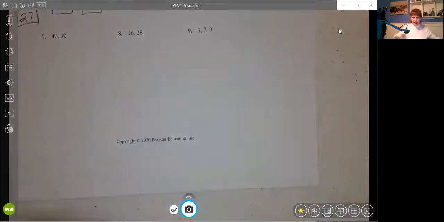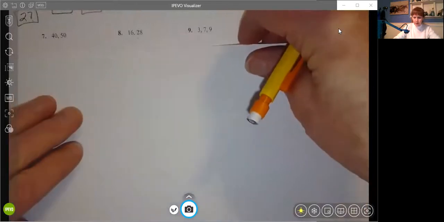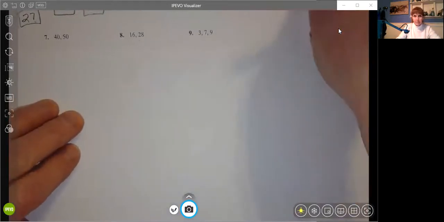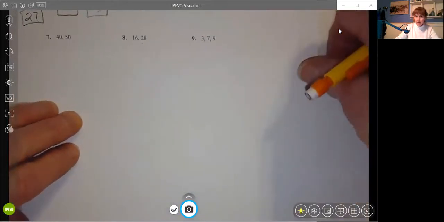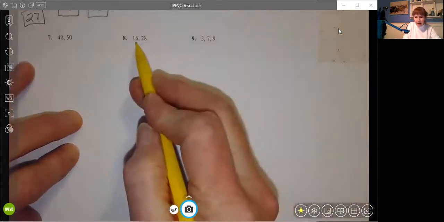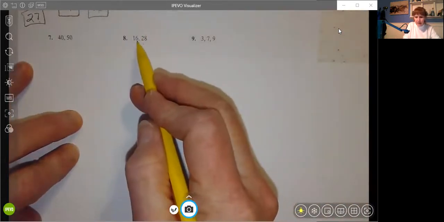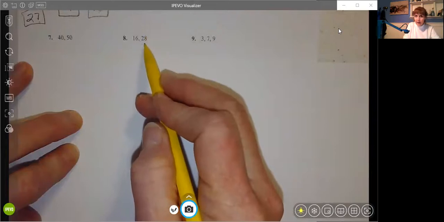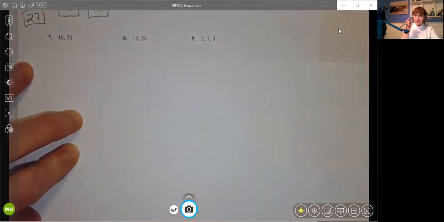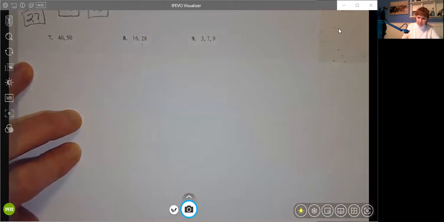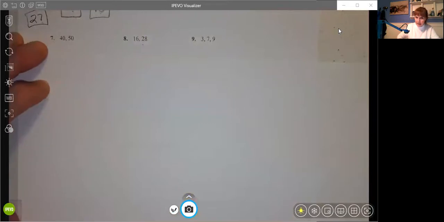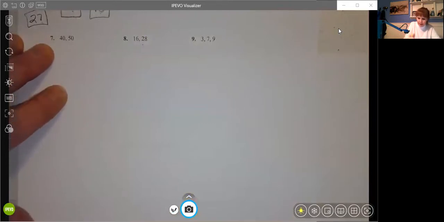Let's look at 16 and 28 and go through our little process here of finding the least common denominator. If I had 1/16 and 1/28, and I wanted to add those pieces together, you'd need to get them into a common size piece. That's what we're doing here. So what would that common size piece look like?